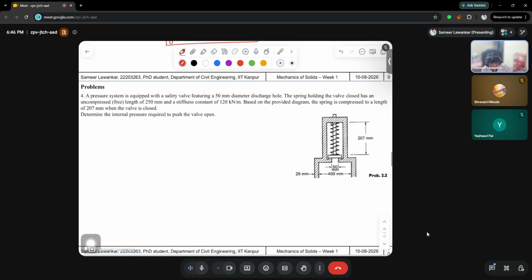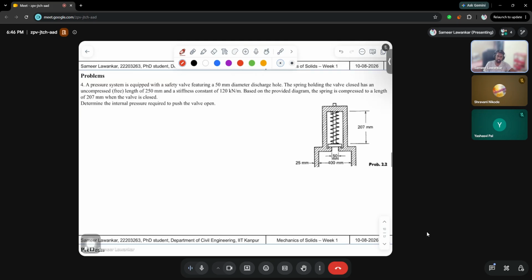Again, a simple problem. Please try to solve this. It's just the analogy part in which you need to understand what is the value of deformation being considered, and what is the value of area being used to calculate internal pressure. Those are the main things required up here.